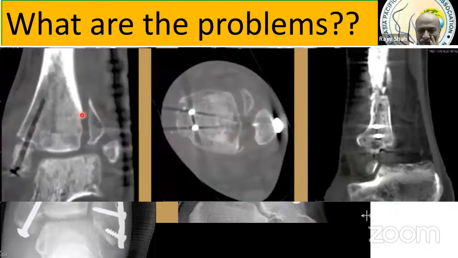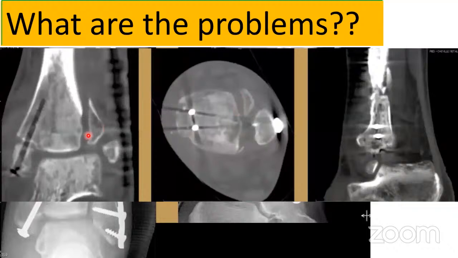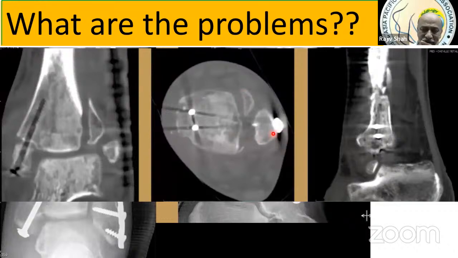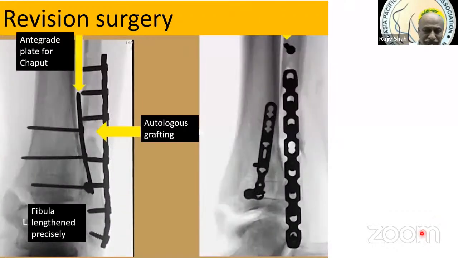Syndesmosis not reduced. And what is this? Anybody? Le Fort-Wagstaffe, Chaput fracture, yes. When you fix this, you may not need syndesmotic fixes. But this has to be fixed with screws, screws and washers, or sometimes you can put in a plate. So an antegrade plate for the Chaput fragment, fibula lengthening, and the area was packed with graft.